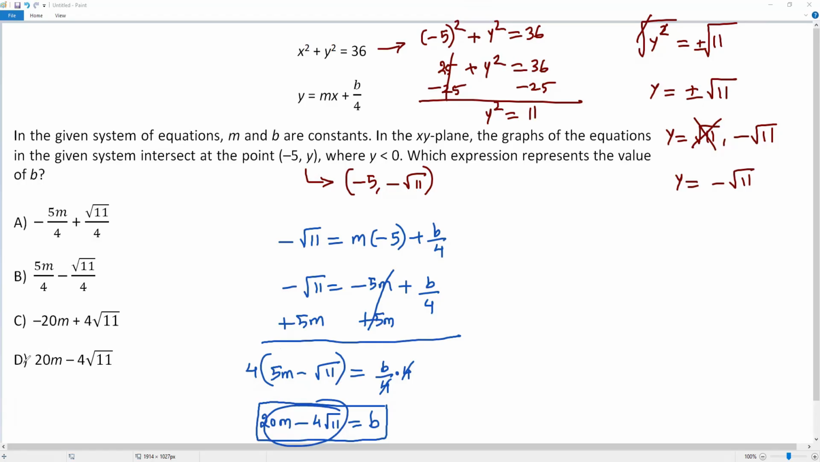We find this exactly in answer choice D. The correct answer choice for this question is D.